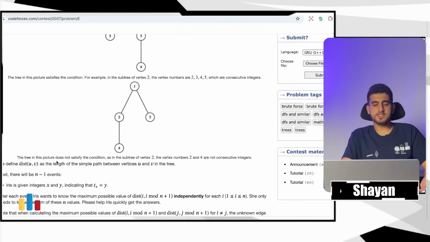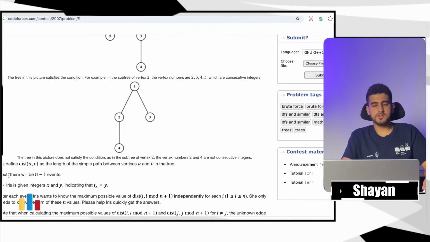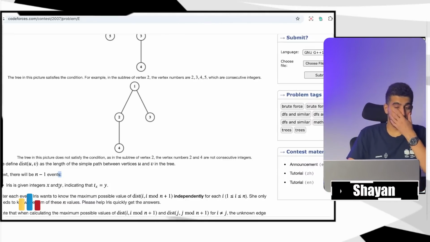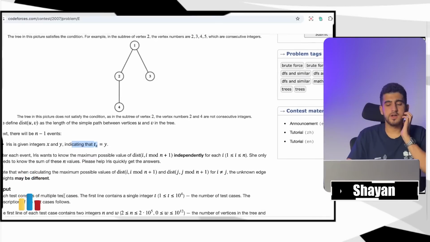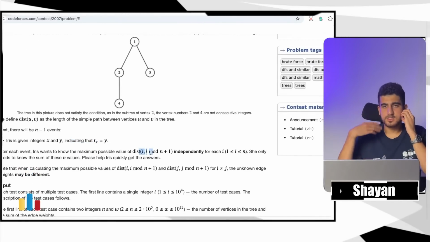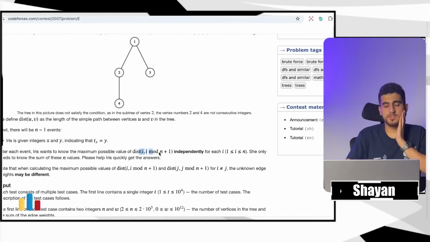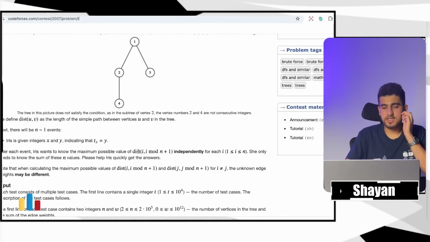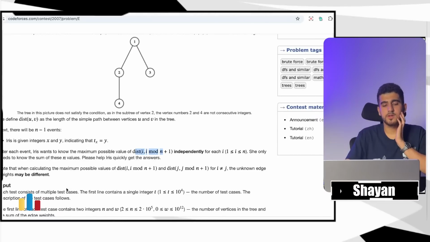Now we define the distance of u and v as the length of the simple path between vertices u and v in the tree. Next, there will be n-1 events. Iris is given integers x and y, indicating that t of x is equal to y. After each event, for each i and the next value, if you consider it to be cyclic, she calculates the distances of them independently and sums them up. You have to say what that sum is.